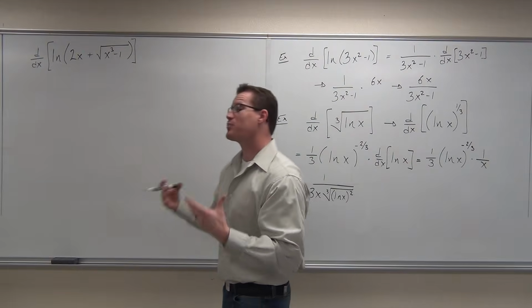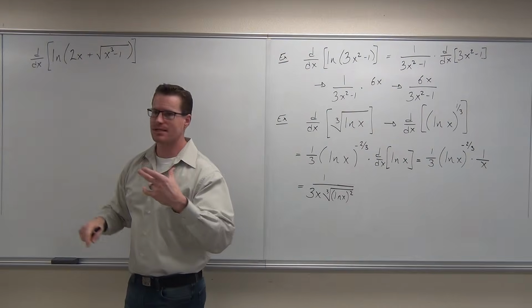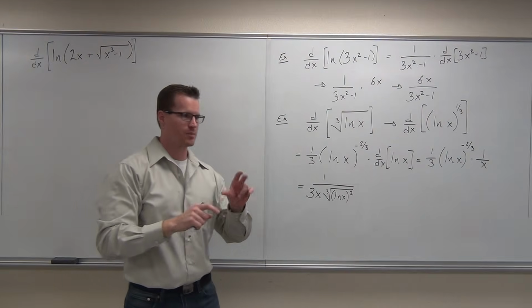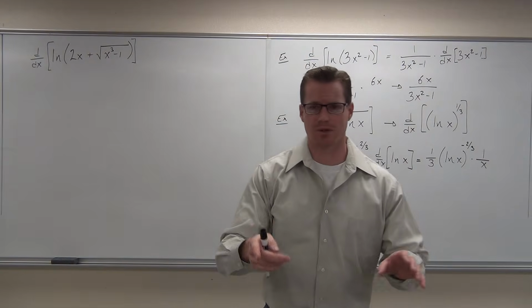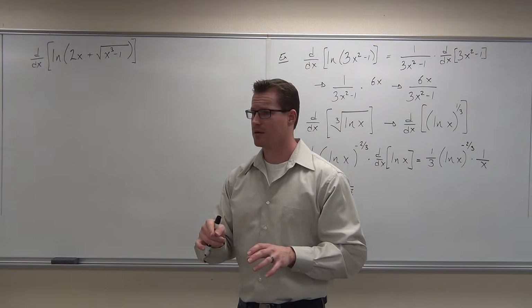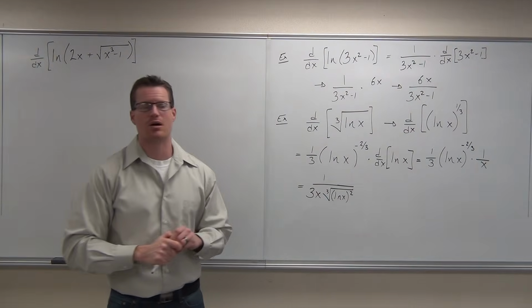Anyway, we can't break this up because of that nasty plus there. Ln of something plus something does not equal ln of something plus ln of something. It doesn't work. If that had been multiplication, of course we could, but we can't do it here. Do you see why? Okay, so now we've got to do the derivative like it is right now.